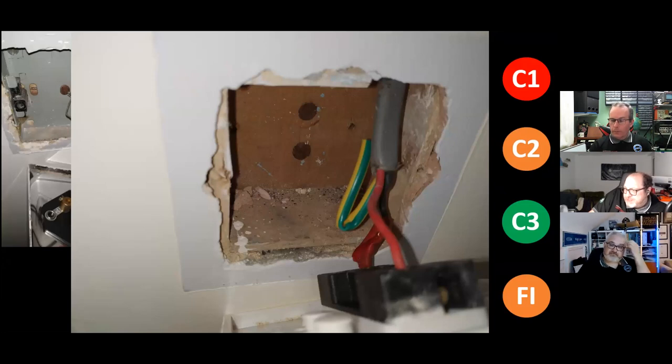There does appear to be a bit of copper peeking between that. Is that light shining through that tape? That reflection of light. Probably a bit of reflection. Reflection of light. Right.